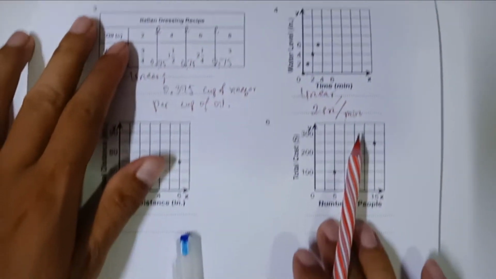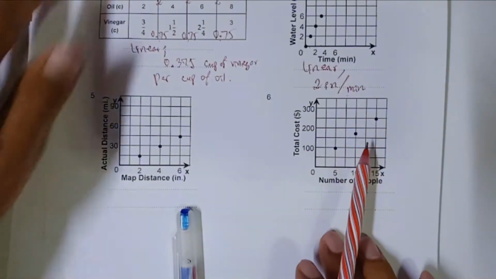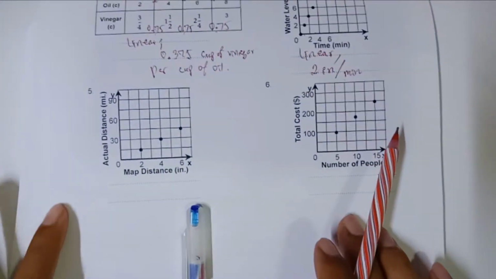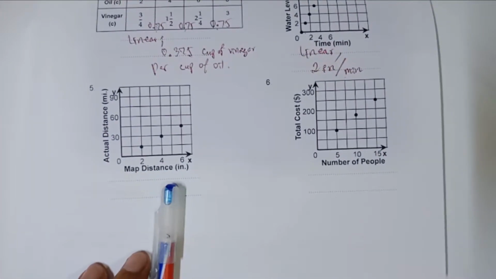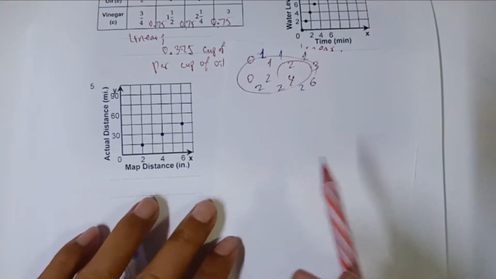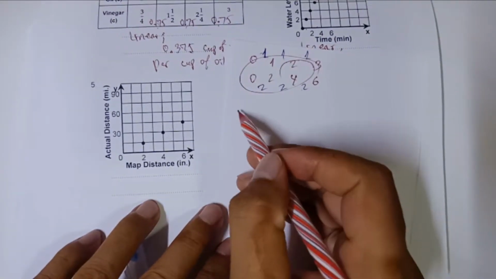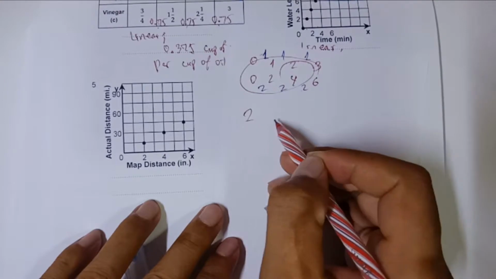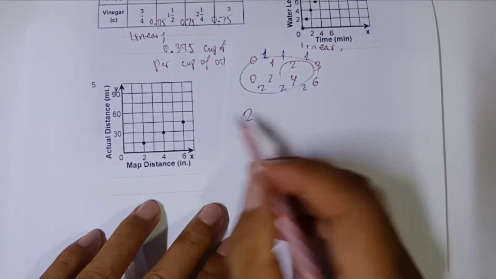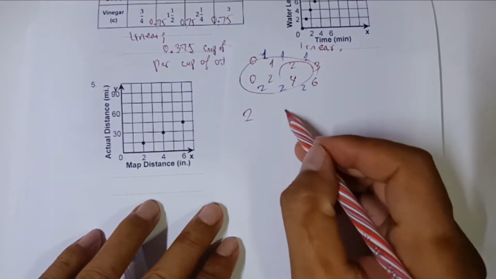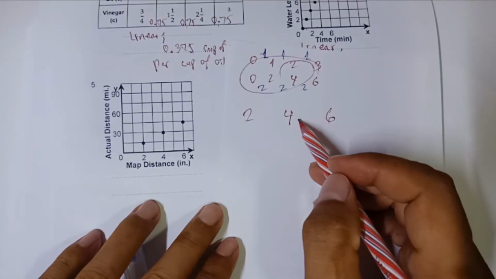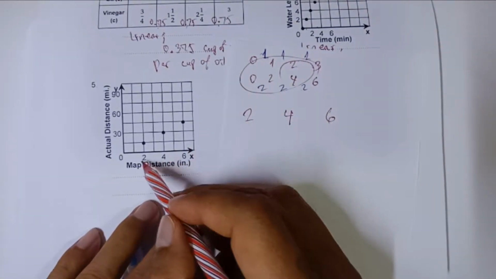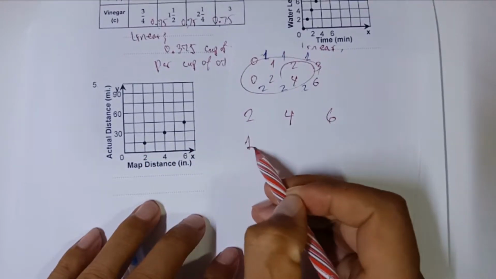Same idea with number 5 and number 6. List down all the values of x and y first. Let me do number 5 first. I'm going to list this one down. You have 2, and then you have 4, and you have 6. That's for x. And for y, you have 1.